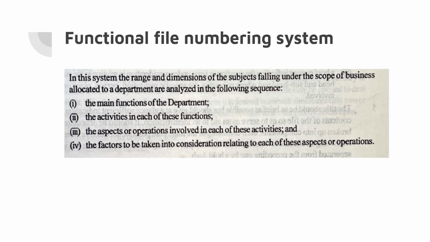In this system, the range and dimensions of the subjects falling under the scope of business allocated to a department are analyzed in the following sequence: the main functions of the department, the activities in each of these functions, the aspects or operations involved in each of these activities, and the factors to be taken into consideration relating to each of these aspects or operations.